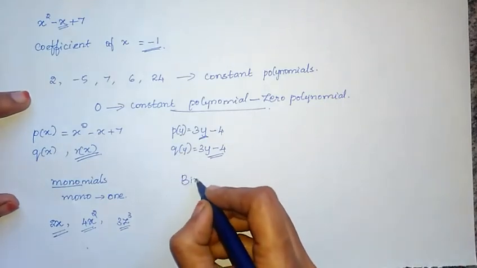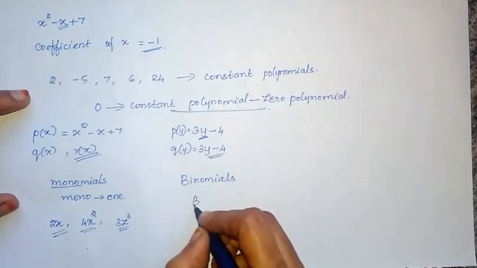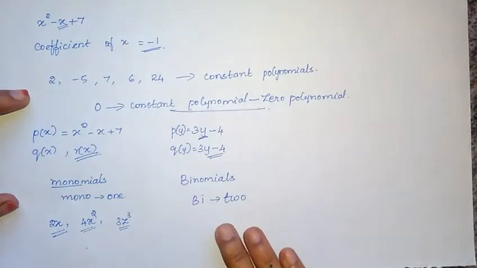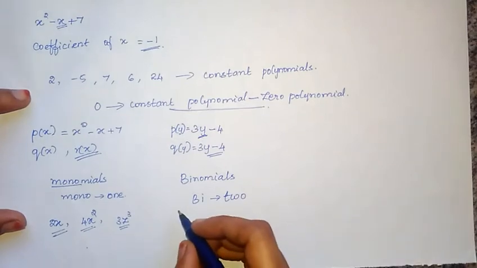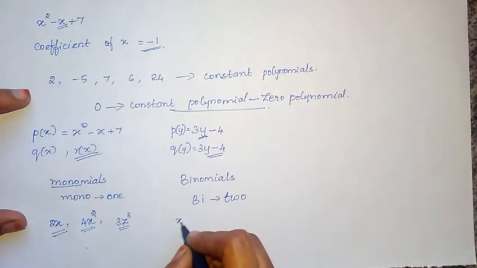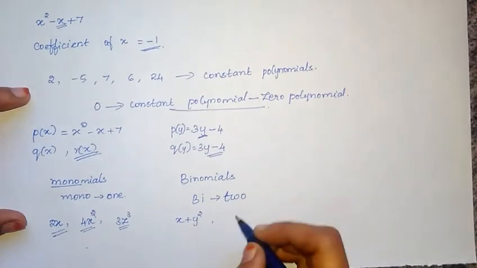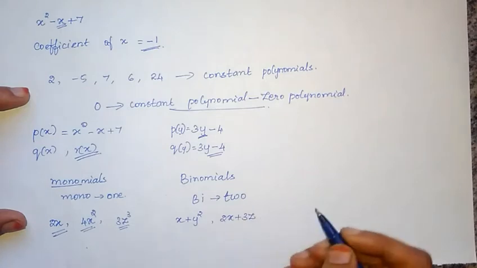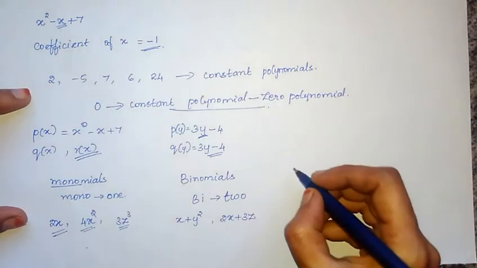Now, polynomials having two terms are called binomials. Bi means two. Example, x plus y square, 2x plus 3z. These are the examples for binomial.